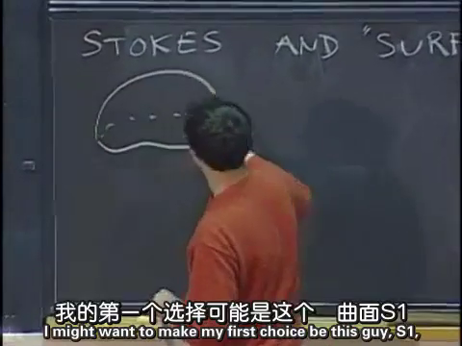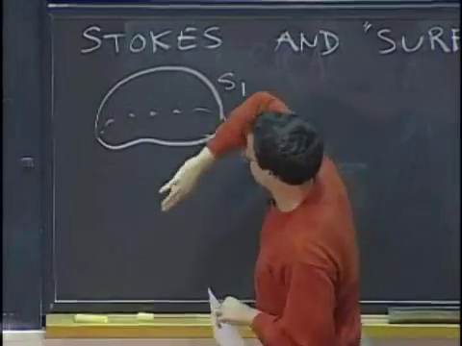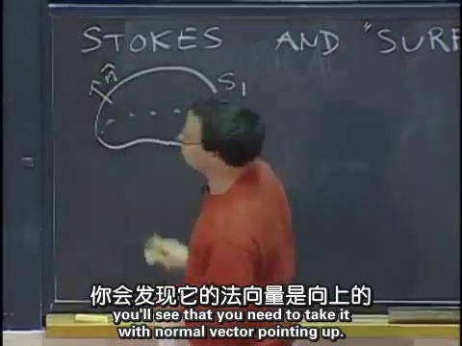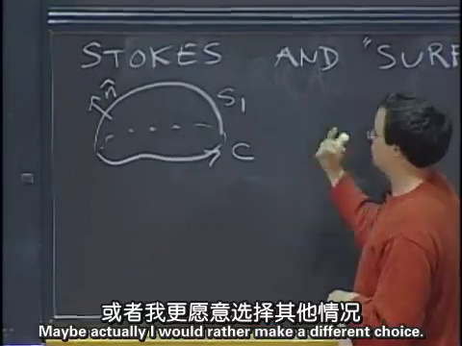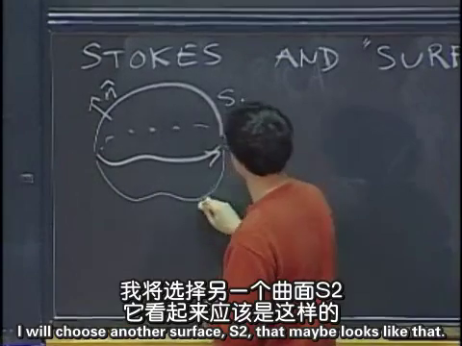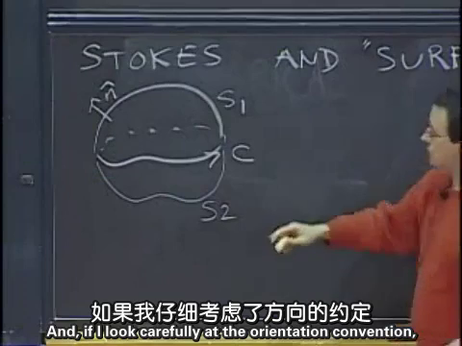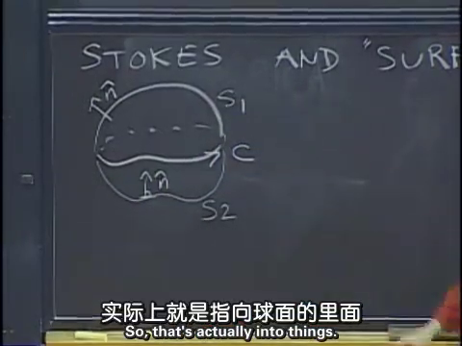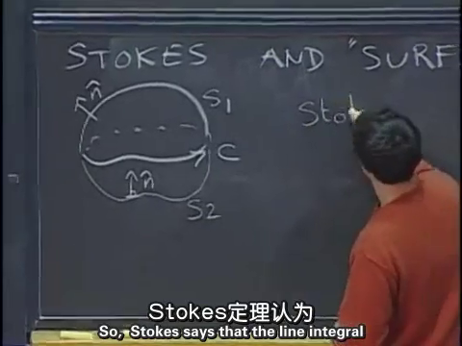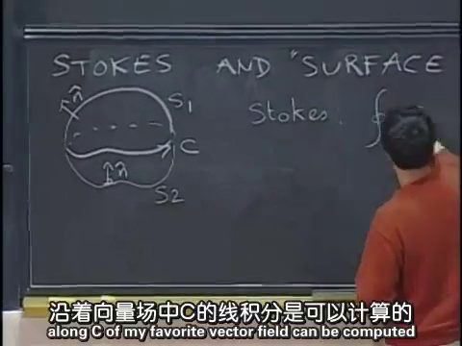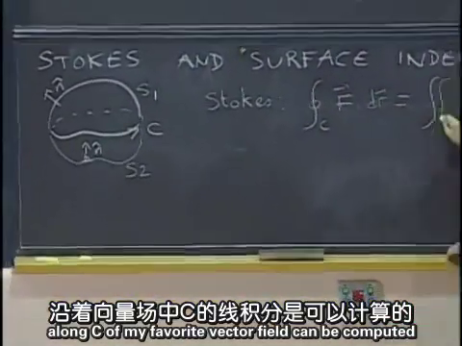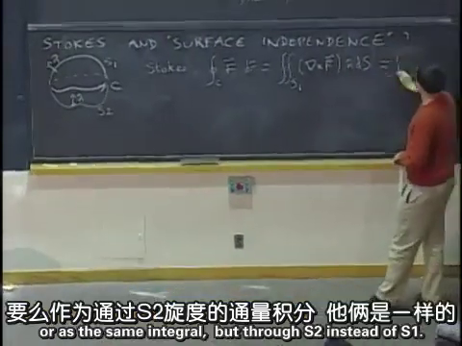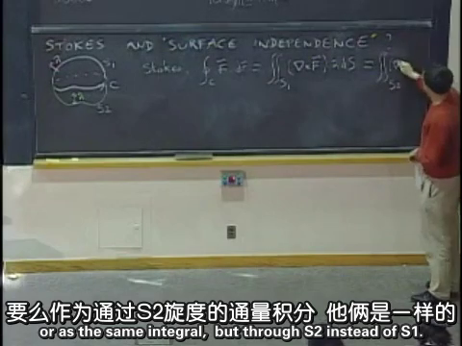In a situation like this, for example, I might make my first choice this surface S1, maybe some sort of upper half sphere. If you pay attention to the orientation conventions, you'll see that you need to take it with normal vector pointing up. Maybe I would rather make a different choice, and choose another surface S2 that maybe looks like that. Looking carefully at the orientation convention, Stokes' theorem tells me that I have to take the normal vector pointing up again, so that's actually into things. So Stokes says that the line integral along C of my favorite vector field can be computed either as a flux integral for the curl through S1, or as the same integral but through S2 instead of S1.